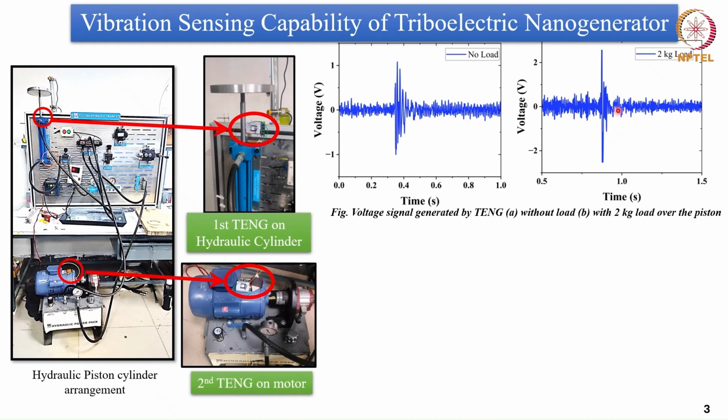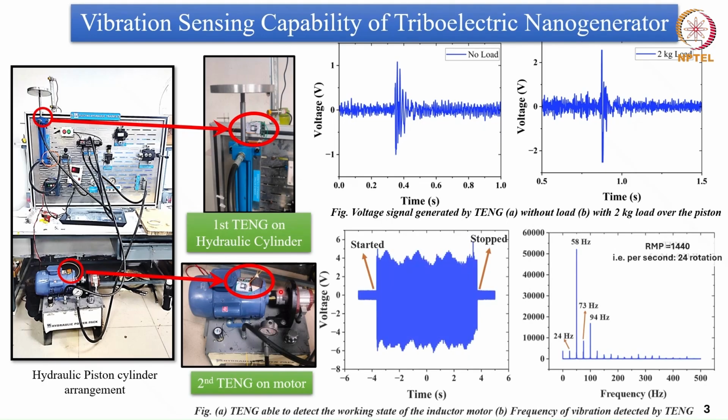So we will be able to understand at what time it is changing its direction and whether it is under an external loading condition or not. Secondly, when we put a TNG acting as a vibration sensor on the motor, we are able to detect its working state, when the motor is turned on and when it is turned off. Upon taking the fast Fourier transform, FFT, on these signals, we are able to get the vibration frequency of 24 Hz, which corresponds to the RPM of 1440.